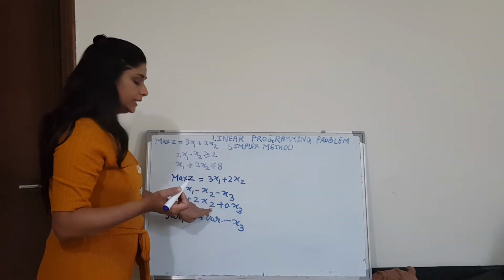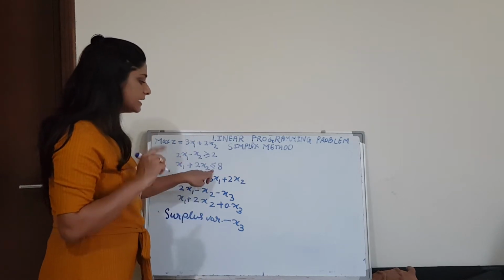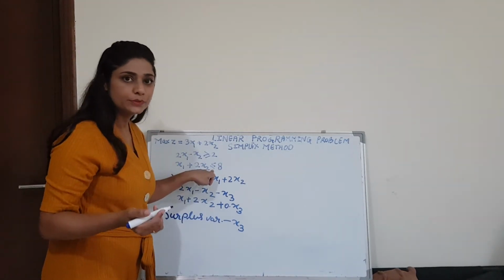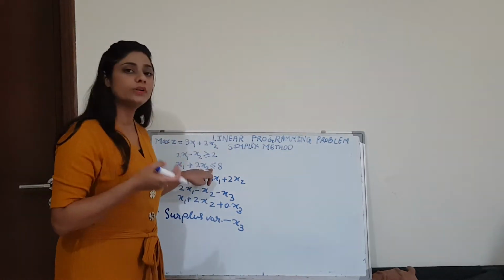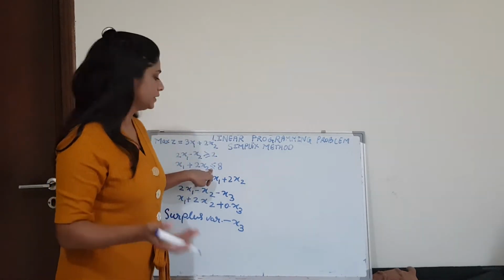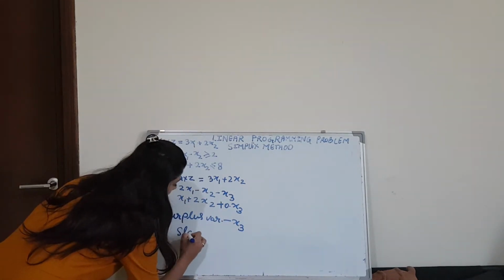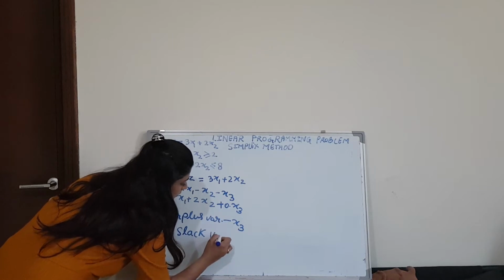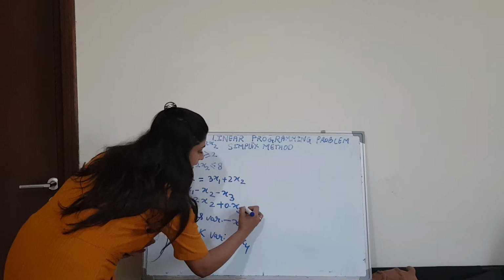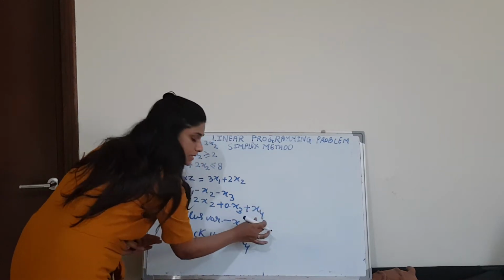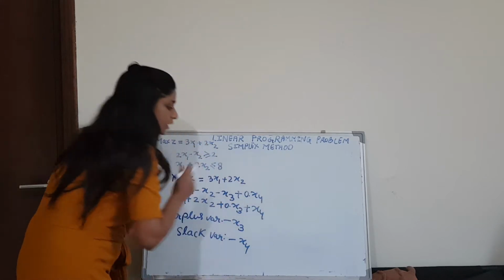Now come to this equation. The second equation's condition is less than or equal. So it's very simple. We have discussed it in my previous video. If less than or equal, we will add a slack variable. So after x3, the slack variable is x4. So x4 we will add in the second equation, and we will write this variable like this in the first equation.